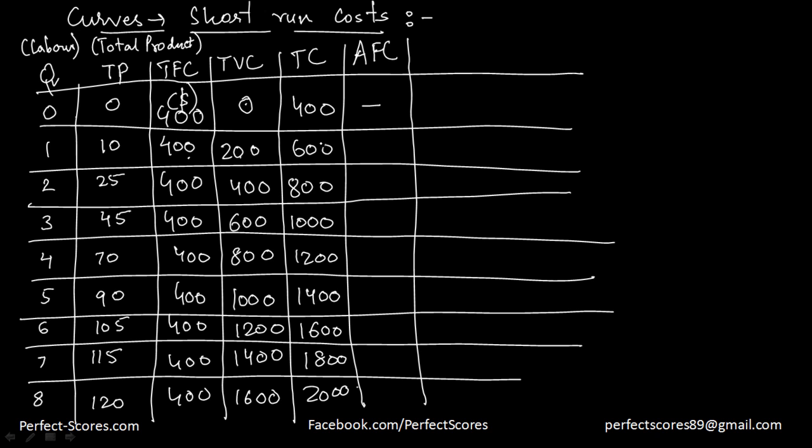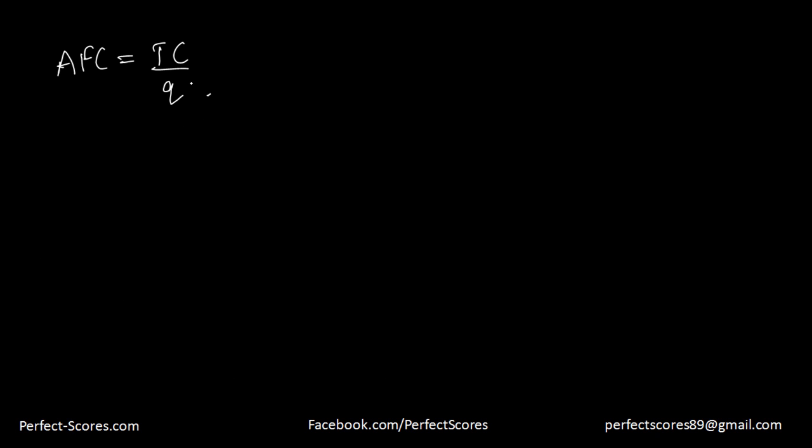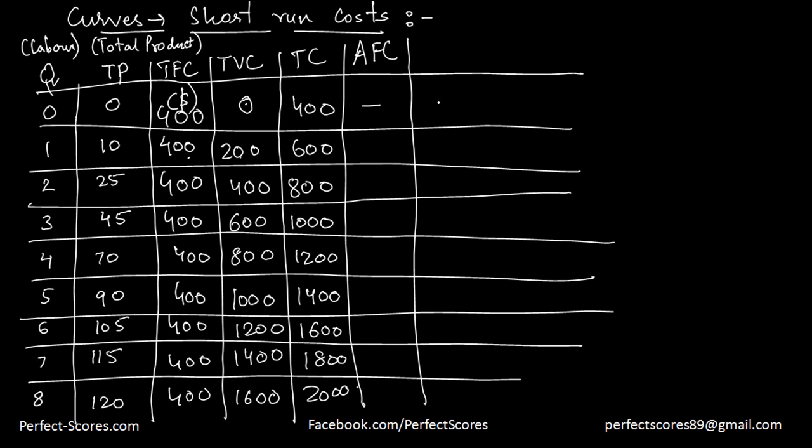It's actually the total fixed cost divided by the output. So over here, the total fixed cost is 400 divided by 10, which is going to be 40. 400 divided by 25 is going to be 16.